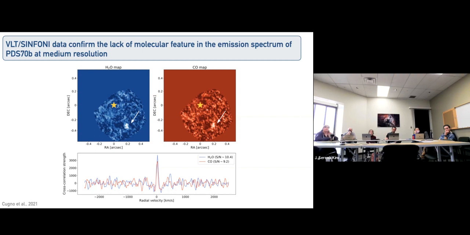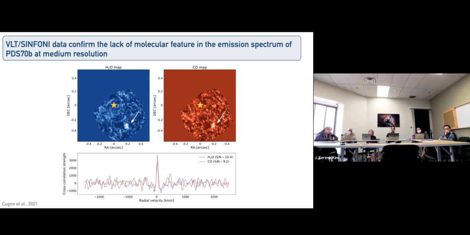SINFONI is the European counterpart of OSIRIS. It's a medium resolution spectrograph in the near infrared. And we tried to apply molecular mapping. So with molecular mapping, we used spectral cross-correlation to highlight the presence of molecules in the IFU.